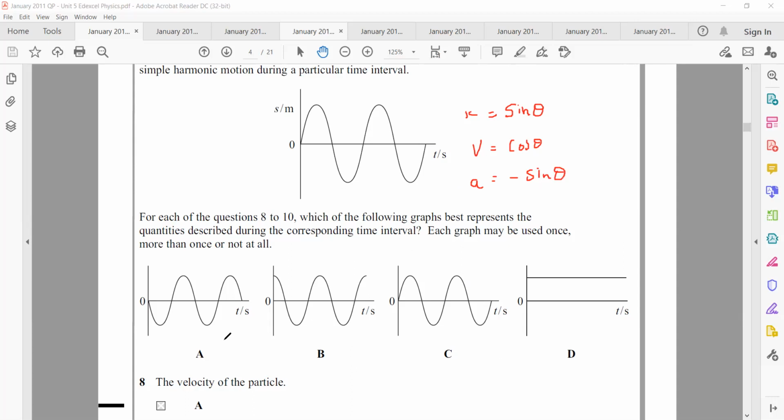So the question is, which of them represents the velocity of the particle? Which graph? A, B, C, or D? Question 8. So B, because this graph is minus sine. This one is for cosine. This one is again a sine graph. And this one is not showing a sine or cosine relation. It's a linear graph, a linear equation graph. So B is representing the velocity.